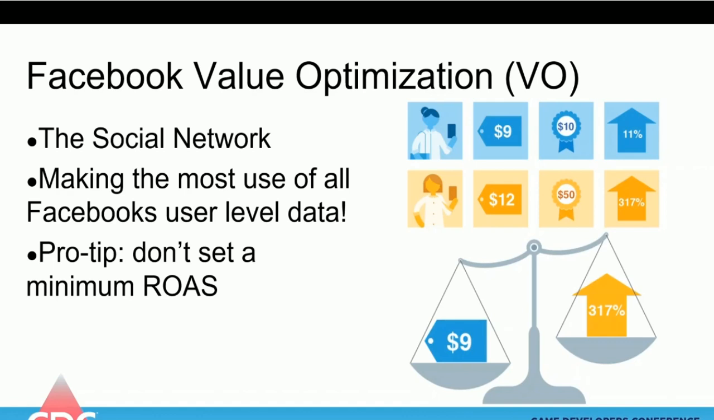One thing that we found when using VO is that setting a minimum ROAS goal actually severely limited our reach. And it also didn't seem to improve our ROAS. So in general, we've opted not to set a minimum ROAS or to set it to 0.01.